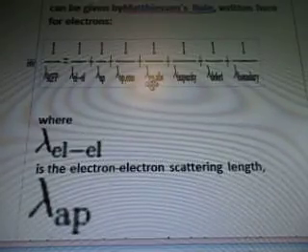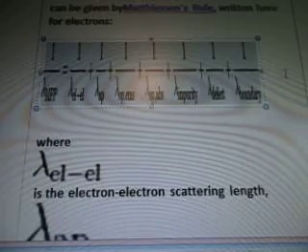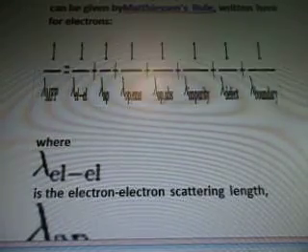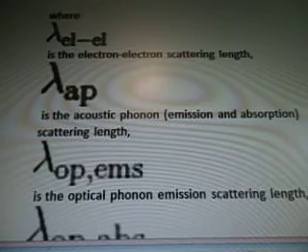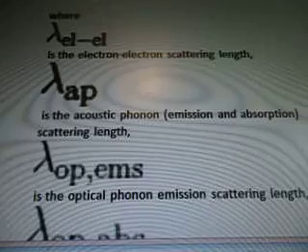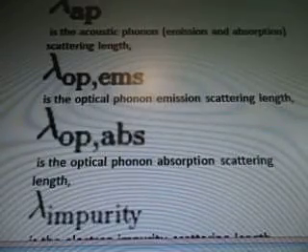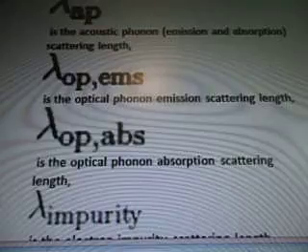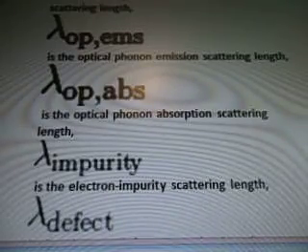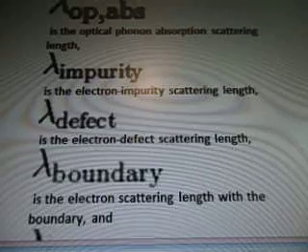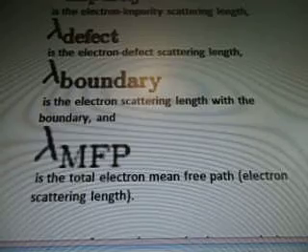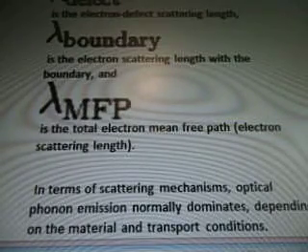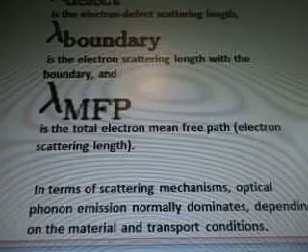And then there's some sort of calculation here with ones and pluses, and then these different boundaries underneath. So it says where the upside down one, EL-EL, is the electron scattering length. Next one is the acoustic phonon emission and absorption scattering length. The next one is the optical phonon emission scattering length. Then optical phonon absorption scattering length. Then there's electron impurity scattering length, the electron defect scattering length, and then the electron scattering length with the boundary, and finally the total electron mean free path, electron scattering length.